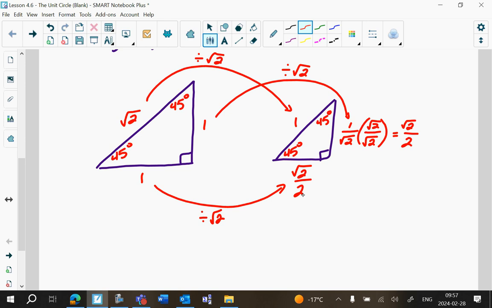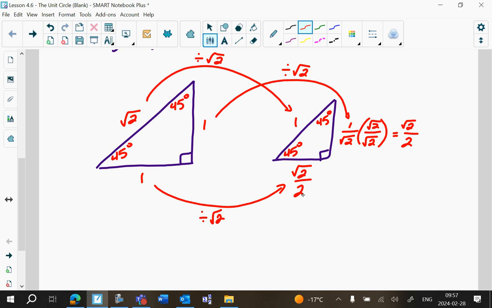So if I create a 45, 45, 90 right triangle, and I call the hypotenuse 1, the legs must be that length. Must be. And we've proven it mathematically. Okay? So that's for 45-degree angles. What about 30 and 60-degree angles, the other common ones?